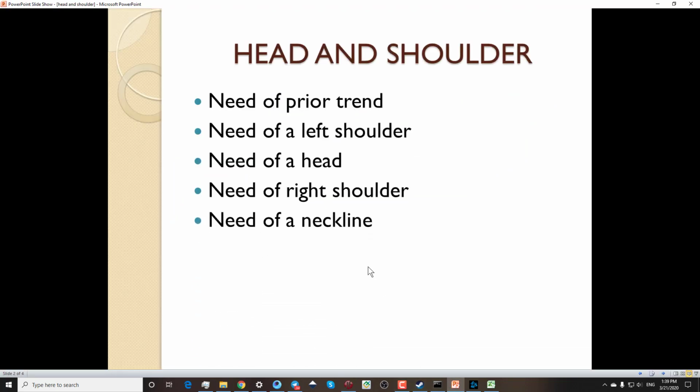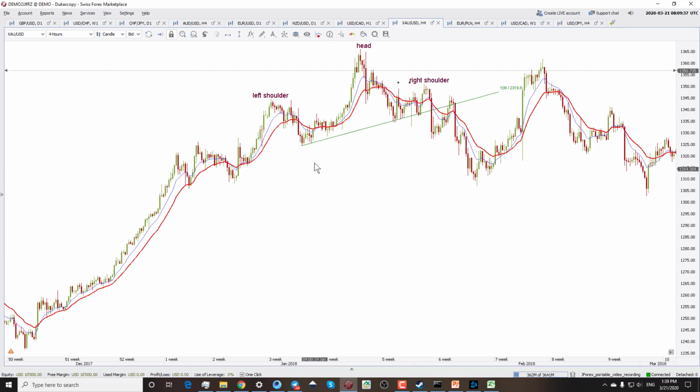Now we need a neckline. How will we make a neckline? I have told you that the neckline is formed by joining the declines from the shoulder and the head. So we have joined these already and extended it to the right side. So this is our neckline exactly.